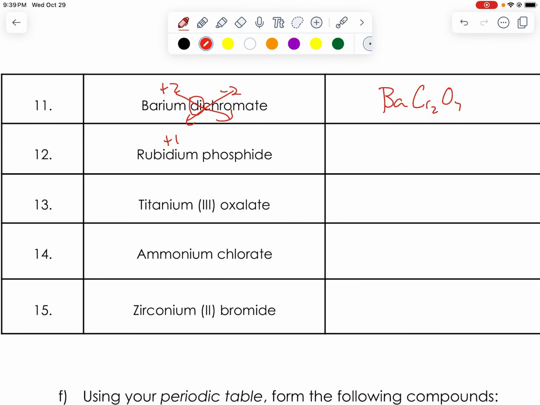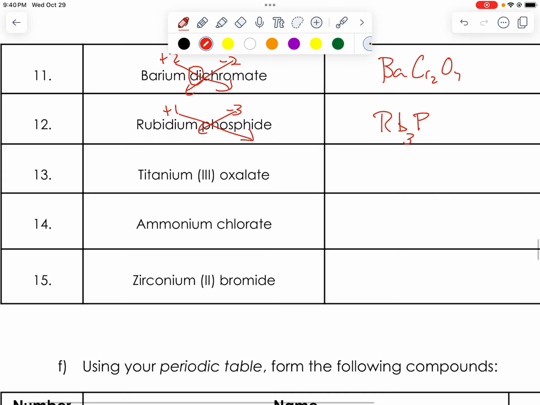Rubidium's plus 1. Phosphide is minus 3. So it's Rb3P. The 3 goes to the rubidium. The 1 goes to the phosphide. So we just leave it. There you go.